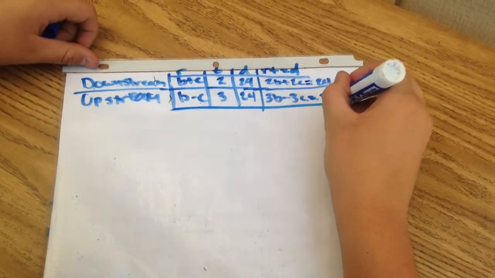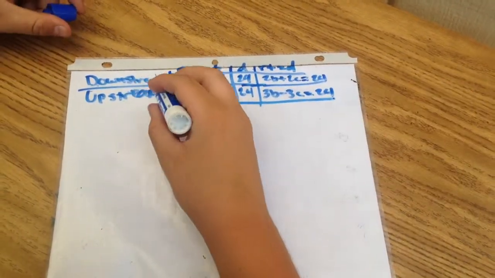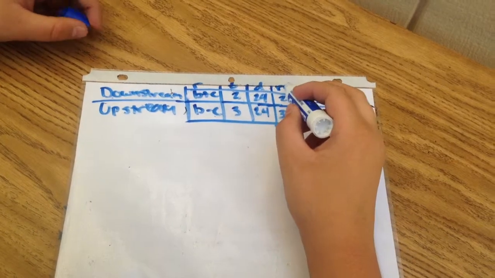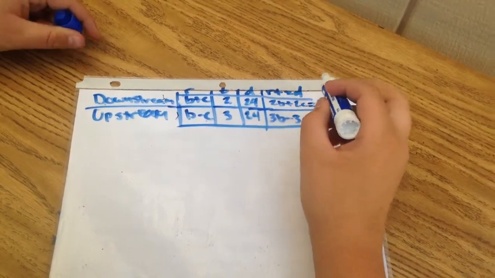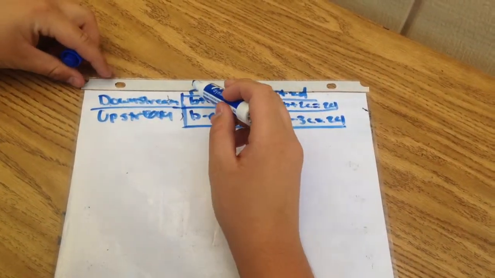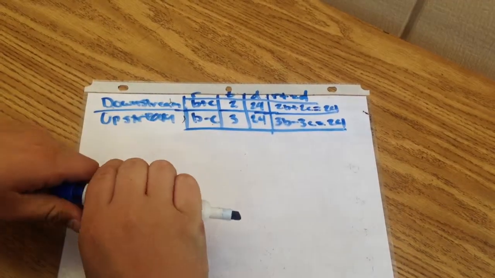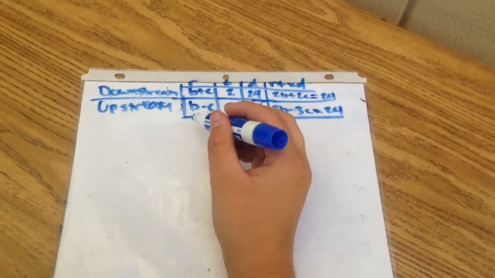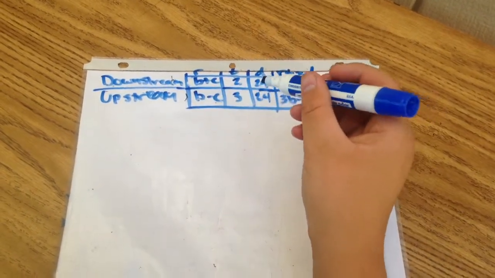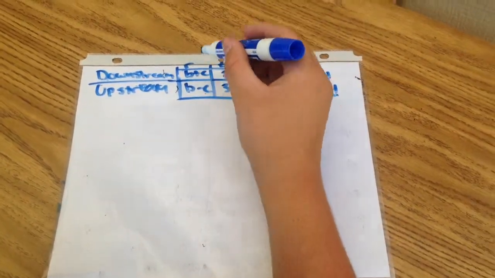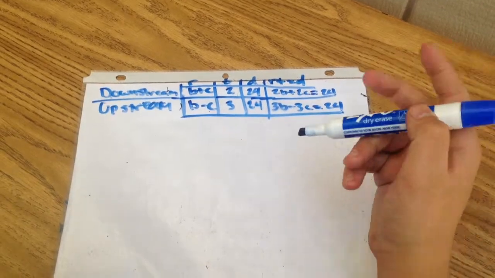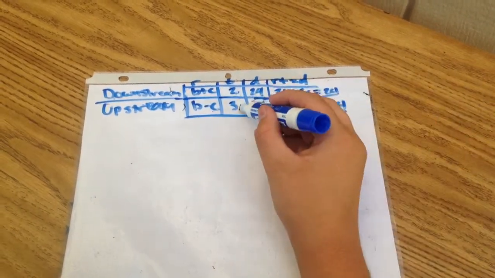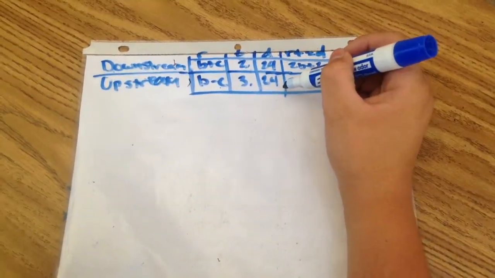So now we have a graph here. And in downstream, we're going to use the equation rate times time equals distance. And downstream for the rate is going to be b plus c because you're traveling at a faster rate. And upstream is b minus c because you're traveling at a slower rate. And the time for b plus c, when you're coming back downstream, it only took them 2 hours. Upstream, it took them 3. The distances are the same.